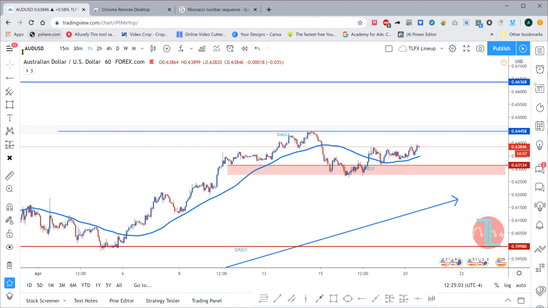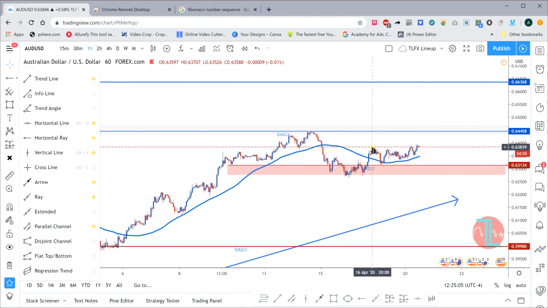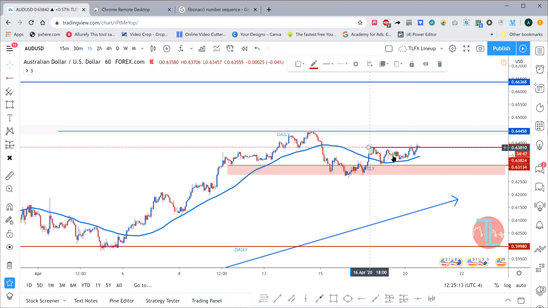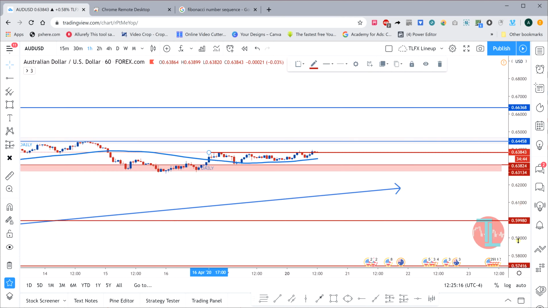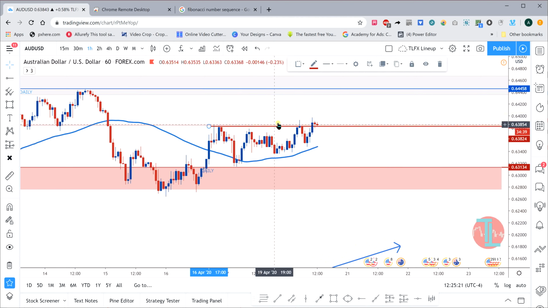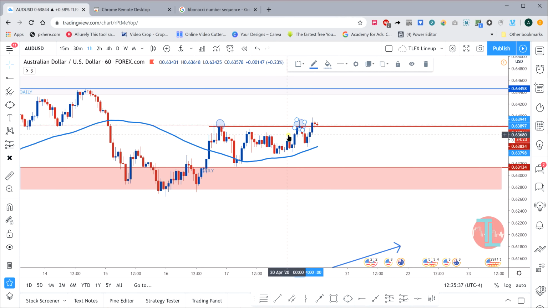So on the 1 hour, I'm going to mark this level right here. You've got to mark this area right here on the 1 hour. Okay, let's mark this area because you have these two resistances right here. Resistance number 1, resistance number 2. You have these two resistances right here, and then you've got this one right here. So with these two resistances, you actually have a break above and close.